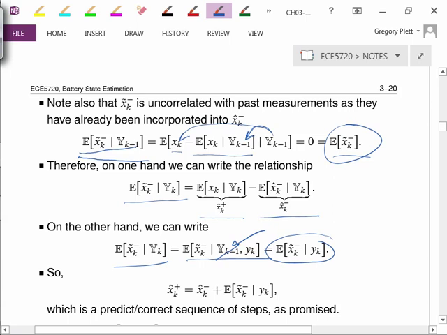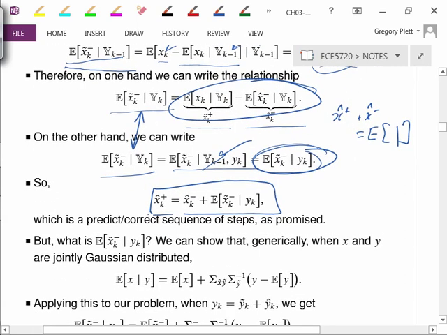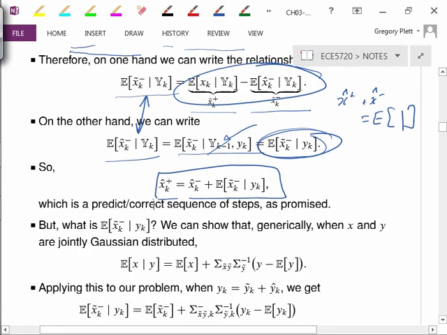And we can combine these two results together. These two things are the same, so that must equal that. Plugging everything together and solving, we have x hat plus, x hat minus equals this conditional expectation, rearranging, and I get x hat plus equals x hat minus plus the expected value of x tilde minus given yk. So this is what we call a prediction correction sequence of steps.